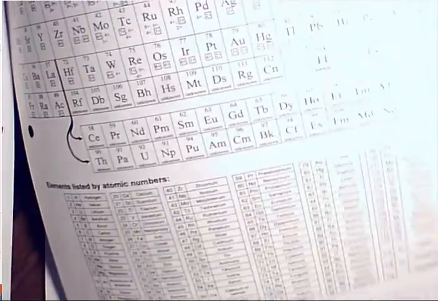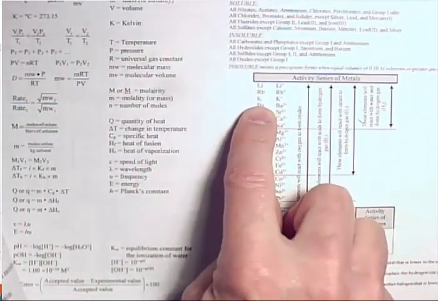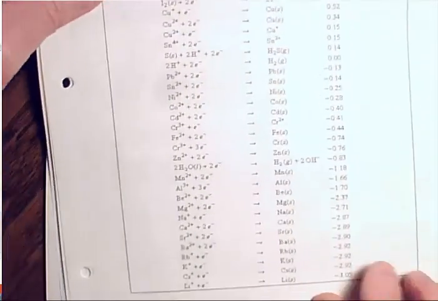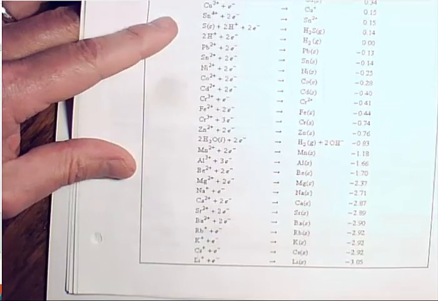Got it? So if you're looking at the activity series, lithium is at the top, then rubidium, then potassium. If you go over here to this one, lithium's at the bottom, and then potassium, rubidium, and so forth. Pretty much in opposite order.